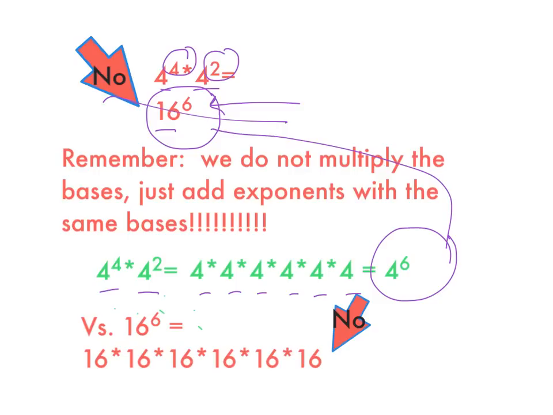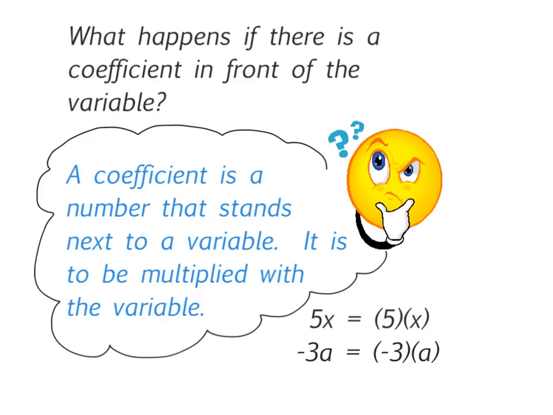So you can see it's very important. Do not multiply the bases. Just take the base and add the exponent. What happens if we have a coefficient in front of the variable?